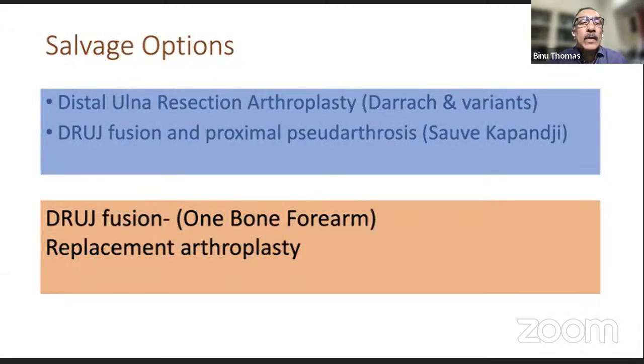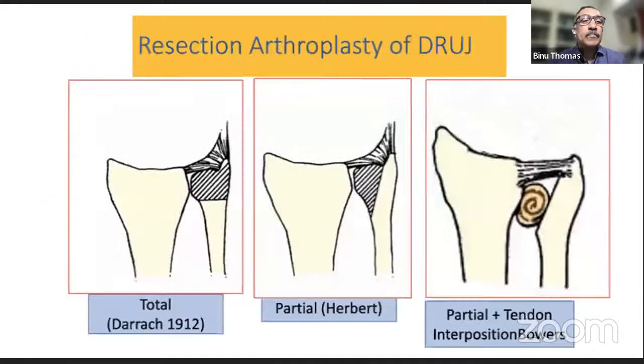Or you can think about fusions, the DRUJ fusion and proximal pseudarthrosis, the popular Sauvé-Kapandji technique. Again, there are two techniques which we don't use: the DRUJ fusions or the one bone forearm procedures, and the replacement arthroplasty. Replacement arthroplasty, because we still have not come across these joints at home.